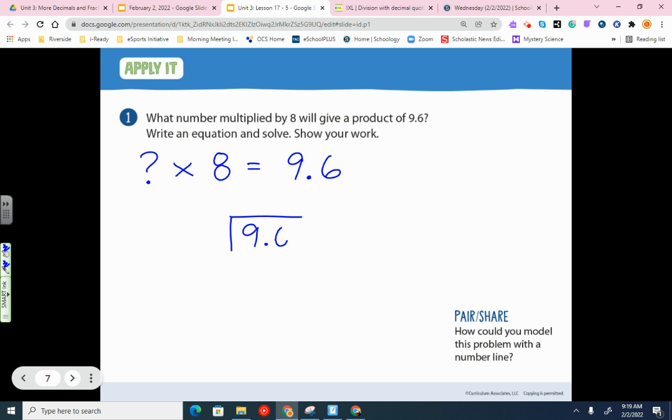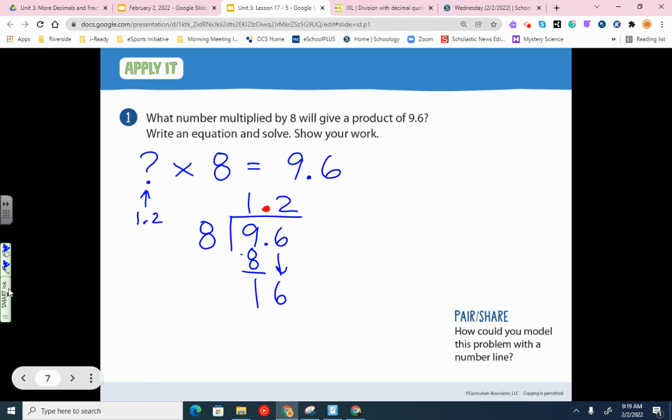Let's put 9 and 6/10 as our dividend, and let's divide by 8. We don't have a decimal in our divisor, so we don't have to move any decimals at this point. But we should bring this decimal right up here to remind us to use that. All right, 8 goes into 9 once. 9 minus 8 is 1. Bring down your 6. 8 goes into 16 twice. So our mystery number is going to be 1 and 2/10.